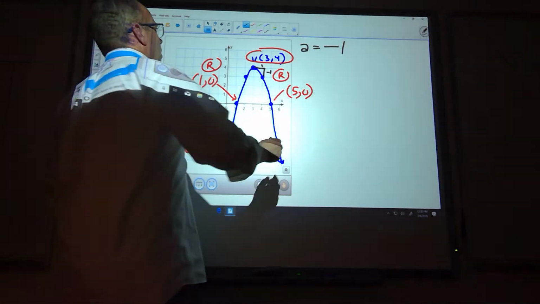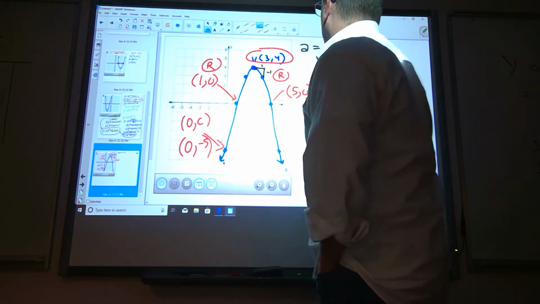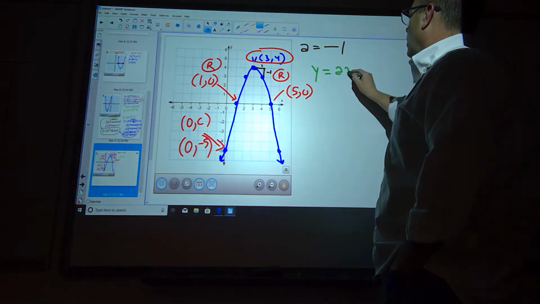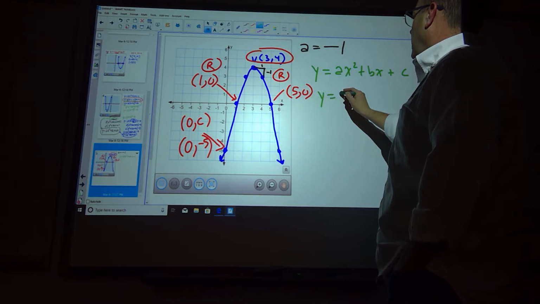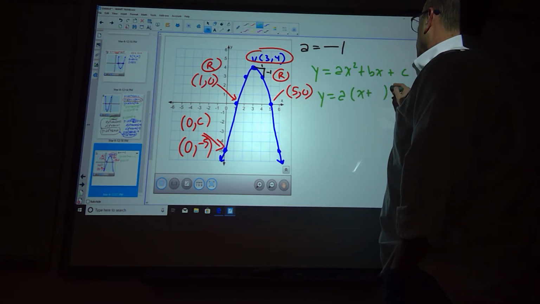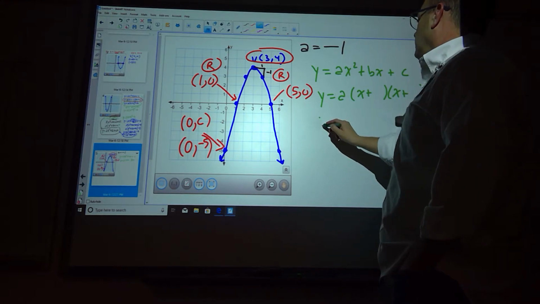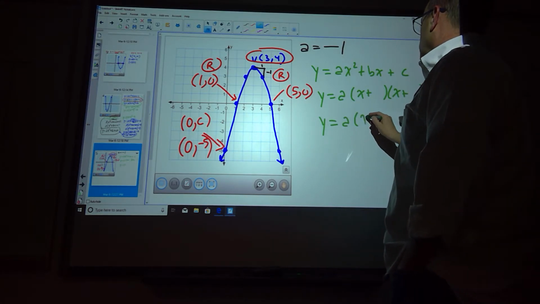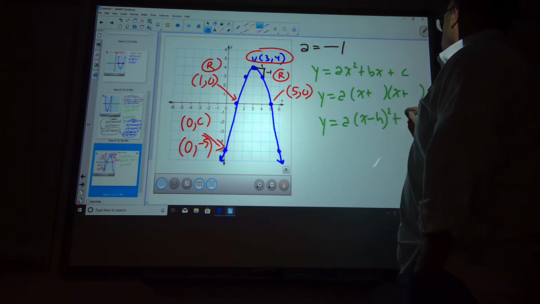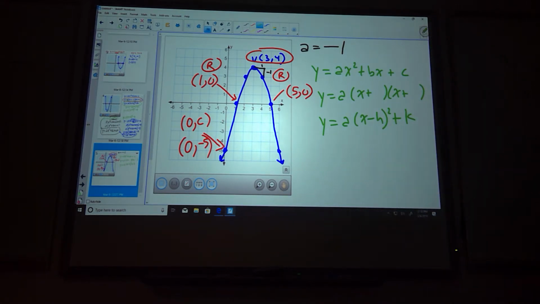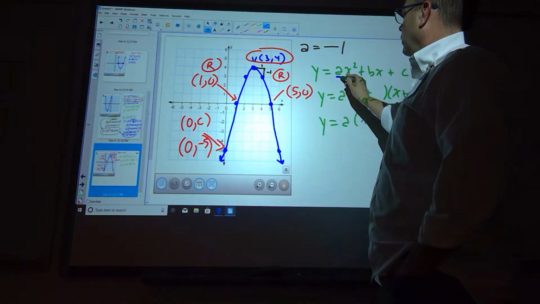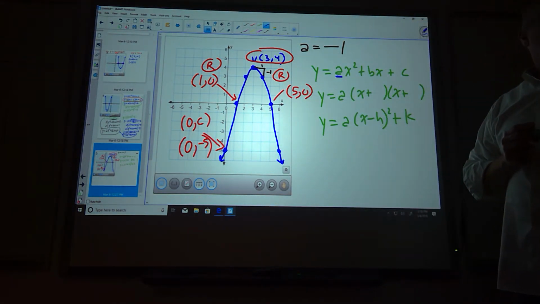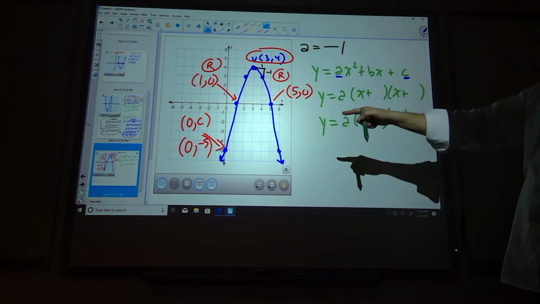Okay, so let's put our equations back up. This one is standard form. This one is factored form. And this one is vertex form. So we have three equations that find all the same thing. So let's underline in the first one what we know. I know an a value. Agree? You agree with that? And I know a c value, right?